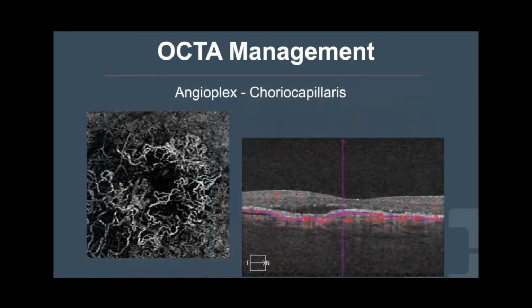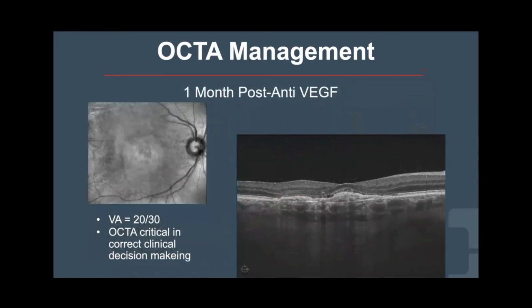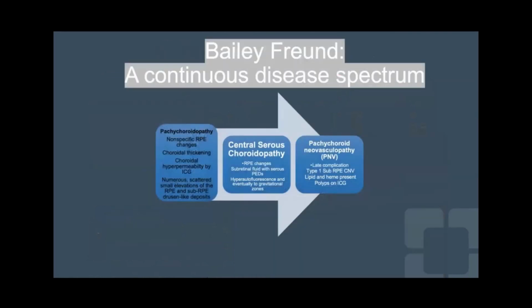And here, again, in the angioplex, you can see quite easily that there's flow above Bruch's membrane, which is indicative of the CNV. And on the en-face analysis, you can see this large fibrovascular complex. So the conclusion here should be to treat this patient with an anti-VEGF, and the patient then responded nicely. And so this is where OCTA is critical in the clinical decision making for this patient.